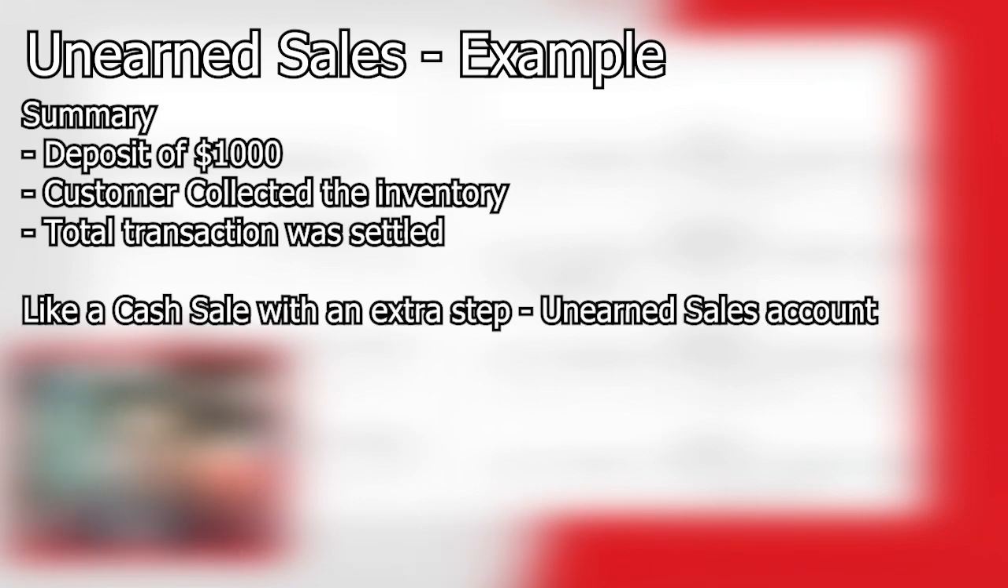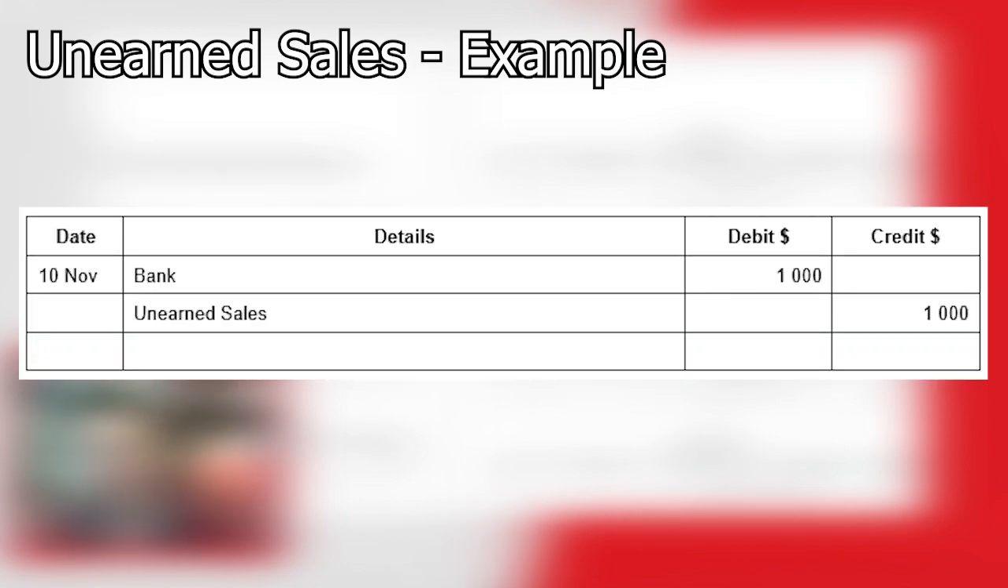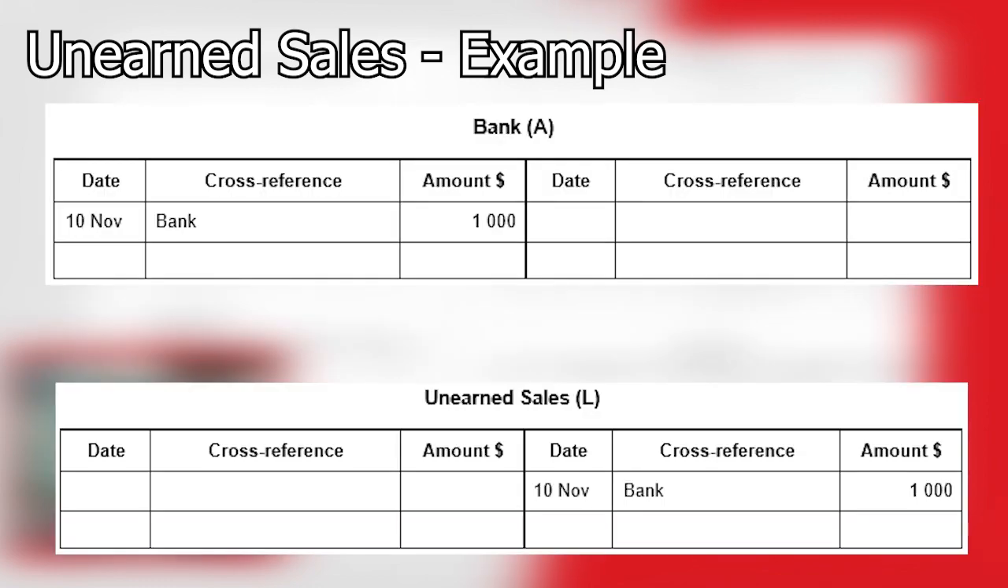But we'll record the 10th of November first, which is the deposit. You can see here, bank being an asset is a debit of $1,000. Meanwhile, unearned sales, like unearned revenue, will be a credit of $1,000 because it's a liability. And that's reflected as such in the bank and unearned sales general ledgers where they cross-reference each other.